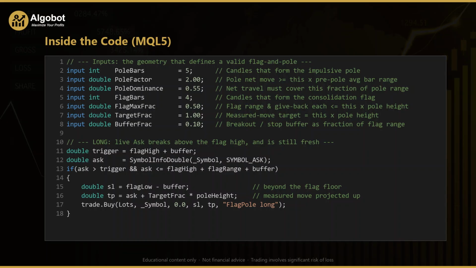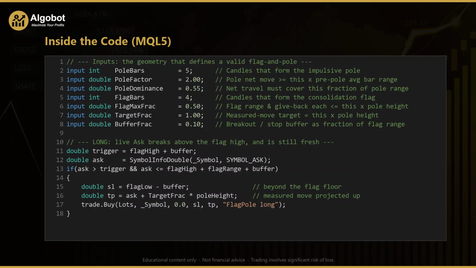FlagBars sets the size of the consolidation, four candles. FlagMaxFrac, at 0.5, keeps both the flag's range and its give-back tight relative to the pole. TargetFrac, at 1.0, makes the profit target equal to the full pole height. And BufferFrac adds a small 10% cushion to the breakout and stop levels. Tuning any of these tightens or loosens what the strategy will accept.